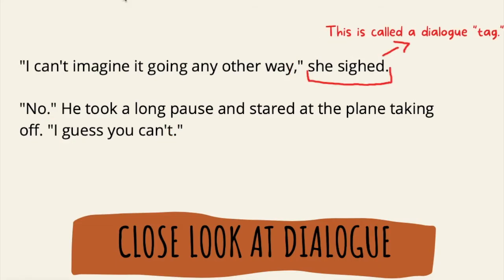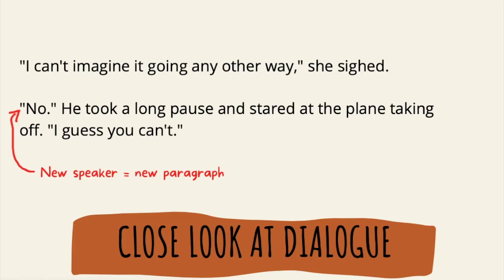I also want to draw your attention to this little part that says "she sighed." That is called a tag. Tags are important because they help your reader understand who is speaking, but we can also use them to give some key information. I'll show you more about that in a minute. Finally, I want you to notice that every time there is a new person speaking, there is a new paragraph. It doesn't matter if it's only been one sentence. If you have a new speaker, you need a new paragraph.